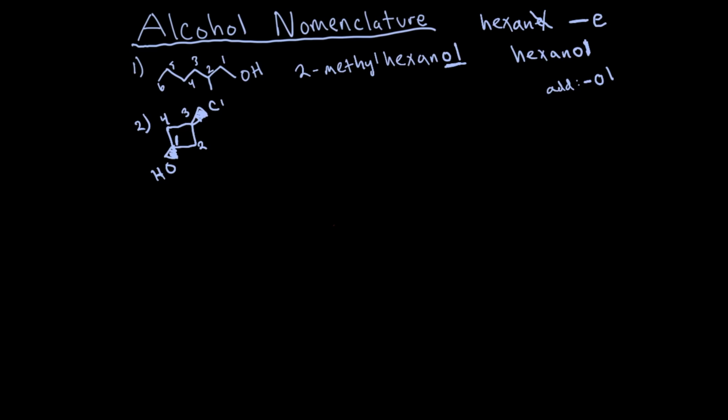Let's do it in a different color. This is going to be a cyclobutane. Remember, we drop the E and we add ol, cyclobutanol. Right? Because if it was just a cyclobutane, it would be a 4-membered carbon ring. In this case, we have the alcohol functional group coming off of carbon number 1. Off of carbon number 3, we have a chloro group. Chloro. So we have a 3-chlorocyclobutanol.